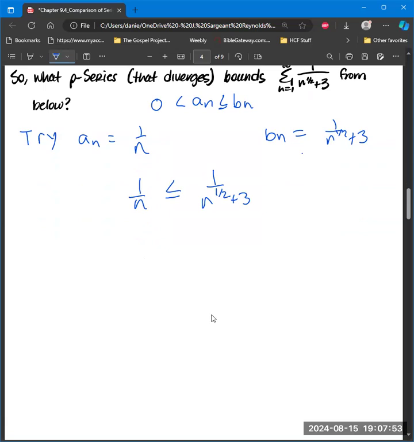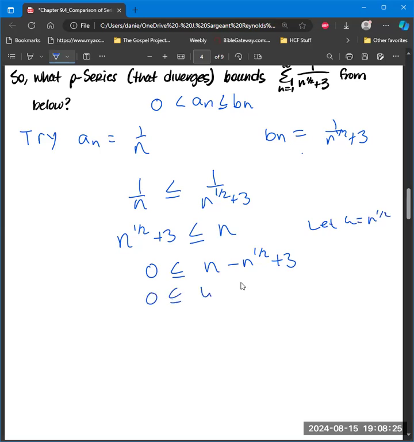And this is going to be n to the 1/2 plus 3 is less than or equal to n. So I'm going to bring this over here and say 0 is less than or equal to n minus n to the 1/2 plus 3. Let u be equal to n to the 1/2 here, so 0 is less than or equal to u squared minus u plus 3.